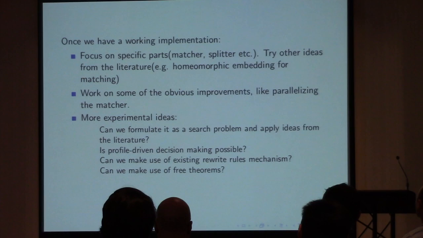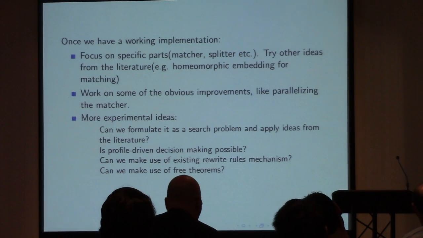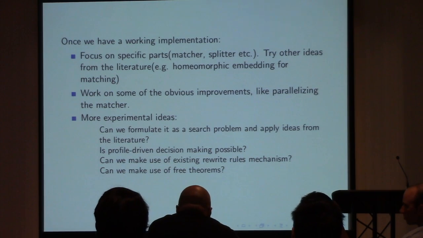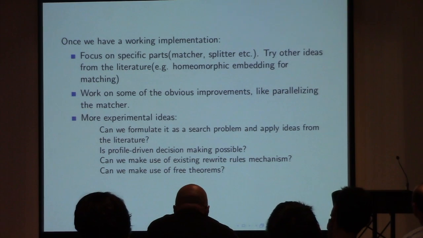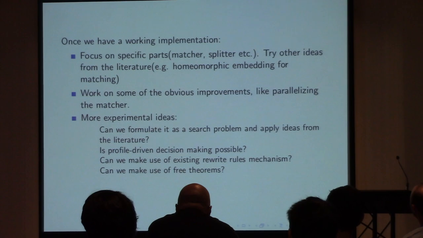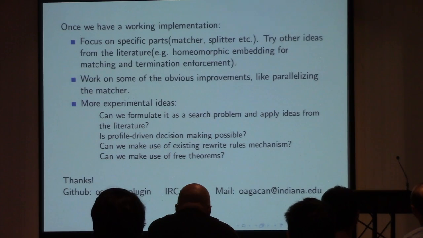And there are some obvious improvements. For example, in the matcher, we compare our current term with all the terms in our history, but this can be easily parallelized, and it's not done yet. So this is one of the ideas. And then there are more experimental ideas, like, can we formulate it as a search problem and apply ideas from the AI literature, for example, or profile-driven decision-making, or we can use rewrite rules, and maybe some free theorems may be helpful. So that said, thank you.